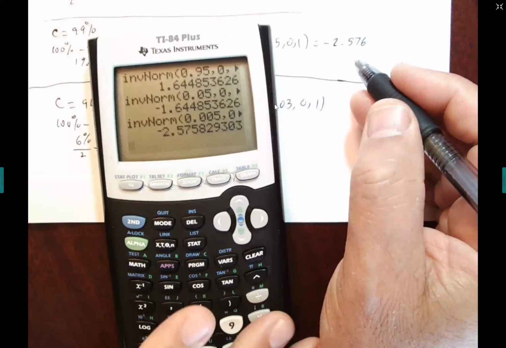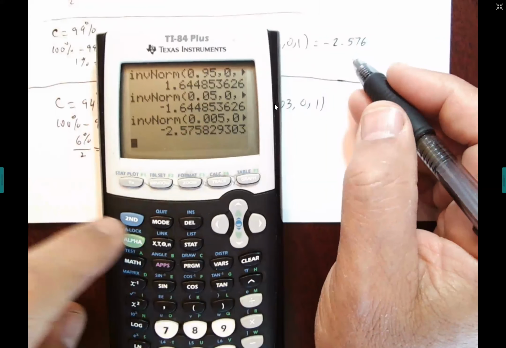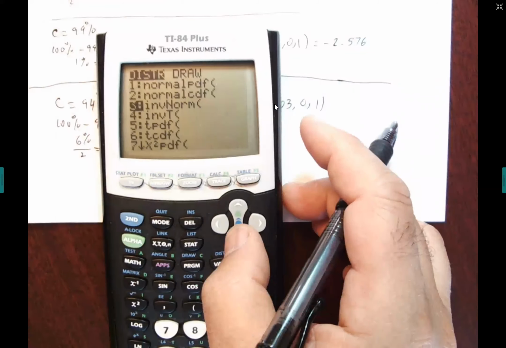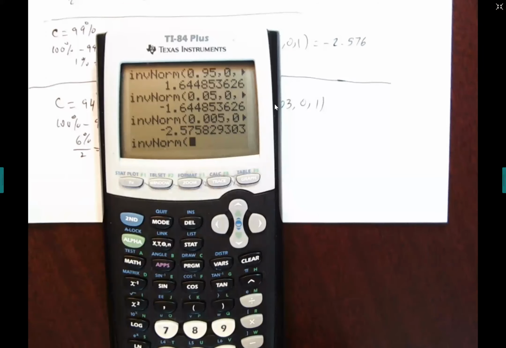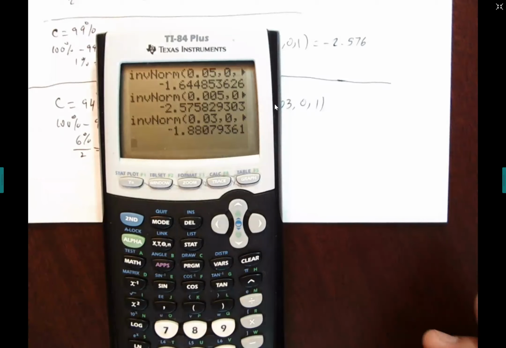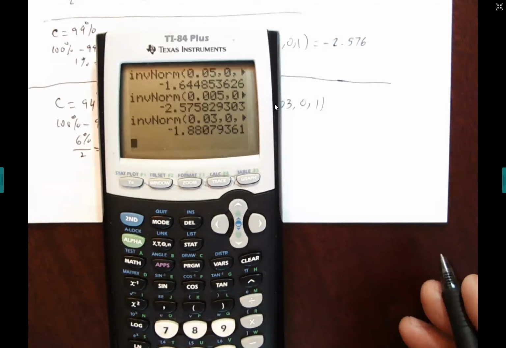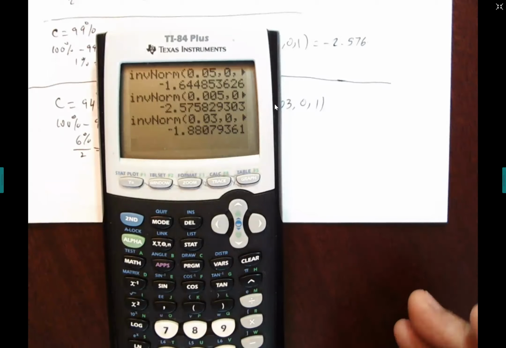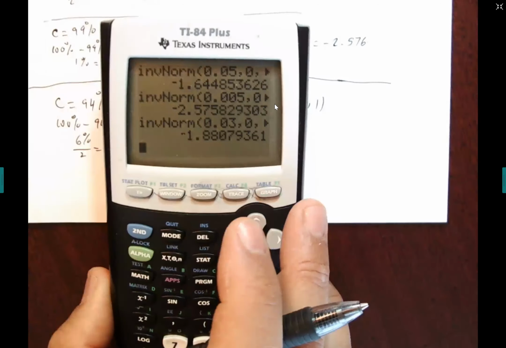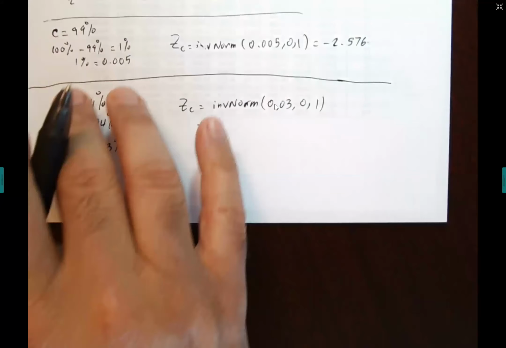All right, so let's see. Second, inverse norm, and then 0.03, watch, comma 0, comma 1. -1.88. If he asks you in the homework to find both the critical values, the positive and negative, so one is going to be -1.88 and the other one would be +1.88. Now I'm ready, guys, to go back and show you how to construct an interval. Okay, so this is how you find the critical value.